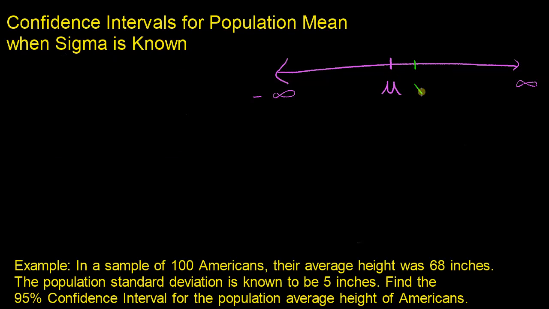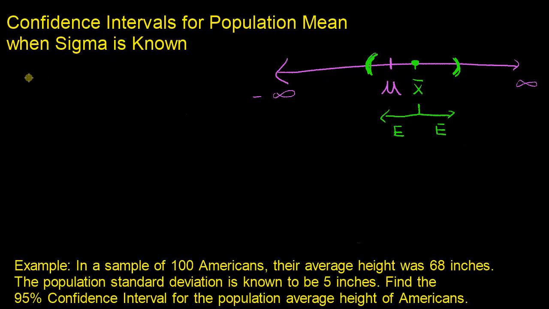Say we determine here's X bar, our sample mean, and that's a point estimate. Then we want to construct a confidence interval using that point estimate. So we go some margin of error to the left and to the right. Say we're constructing a 95% confidence interval. Then we'd be 95% confident that this interval contains mu, the population mean.